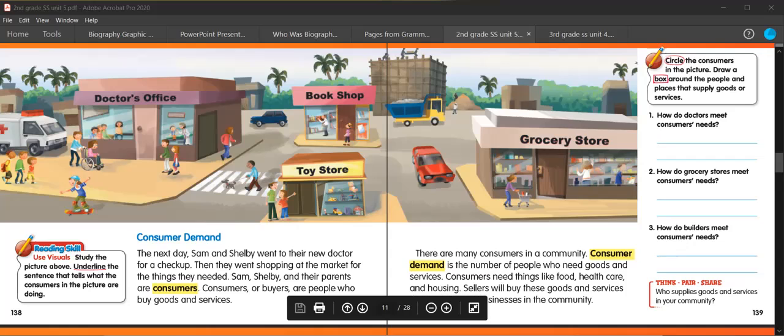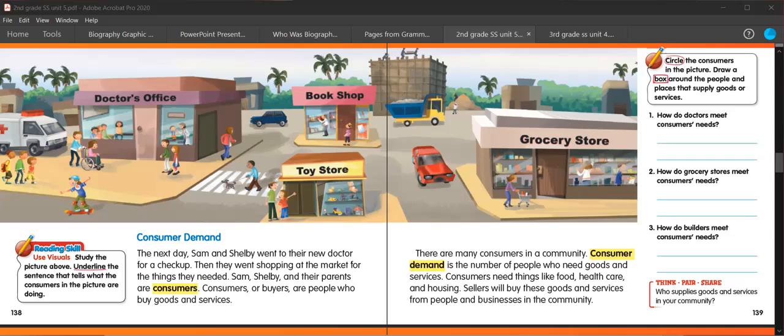Now, let's stop and think about what it says on page 138 under reading skills, under where it says use visuals. Study the picture above, underline the sentence that tells what the consumers in the picture are doing. So take a look at this first paragraph on page 138. What are they doing? And then for page 139, after you've done that, at the very top, it says circle the consumers in the picture. Draw a box around the people and places that supply goods or services.